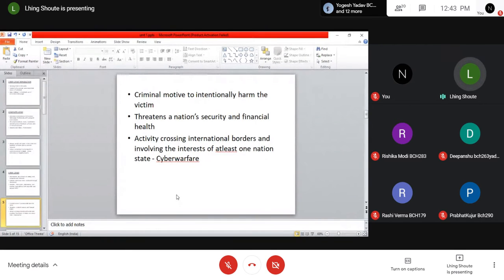So cybercrime is an offense where these offenses are committed against individuals, or against a group of individuals, with a criminal motive to intentionally harm the reputation of the victim, or to cause some kind of physical or mental harm, or to cause loss to the victim, directly or indirectly, using information or telecommunication networks. Cybercrime also threatens national security and financial health.